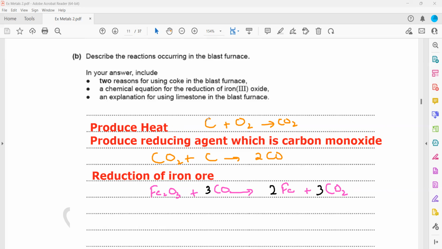So the main purpose of the coke: first, it reacts with oxygen to produce carbon dioxide and produce heat energy. The second is it reacts with carbon dioxide to produce carbon monoxide, which is a reducing agent. And then carbon monoxide removes the oxygen. So it's a redox reaction here, removal of oxygen from iron and addition of oxygen to carbon monoxide. Then why do we use limestone? What is the purpose of using limestone? So limestone decomposes.